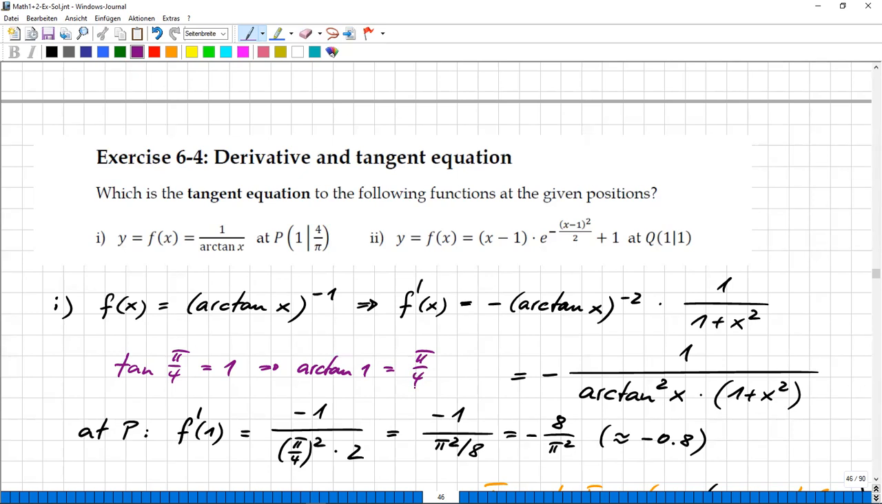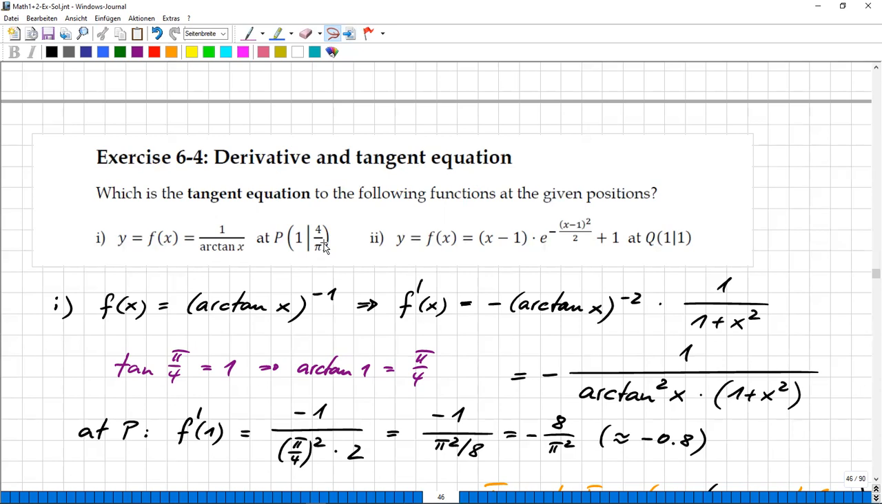And in the end, we see that inserting here, arctangent of 1 equals pi over 4, but we have the reciprocal, so 1 over pi fourth equals 4 over pi in the end. That's why the function value equals 4 over pi at this point, so that's correct.